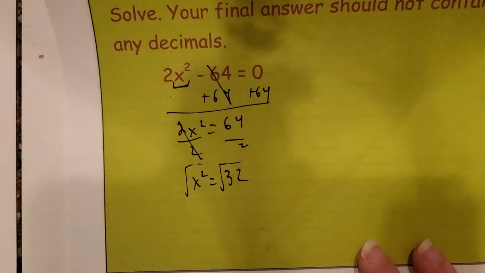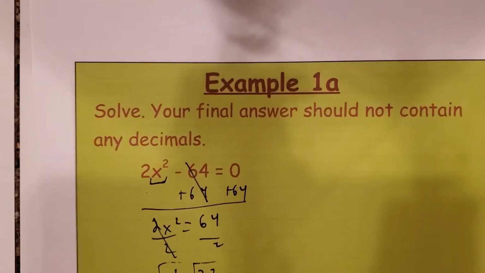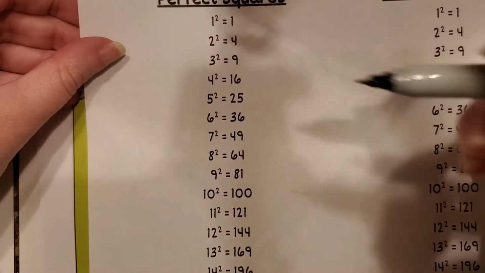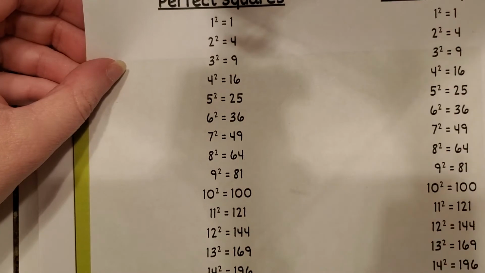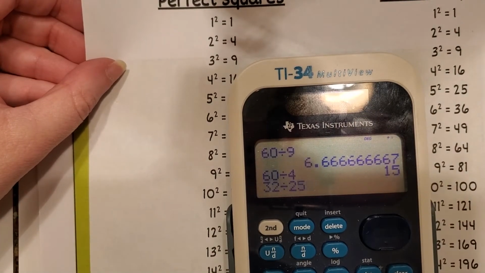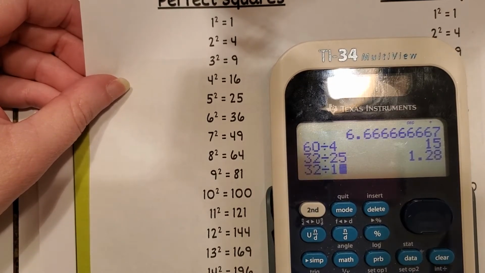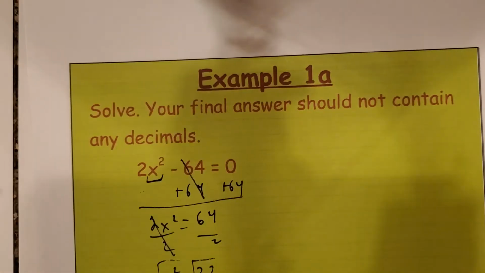And again, 32 isn't a perfect square, so we're going to have to, again, not evaluate it and get this horrible decimal, but we're going to simplify the square root of 32. Where does 32 fall on this list? In between 25 and 36. So we're going to start out with 32 divided by 25. Didn't think that was going to work, but 32 divided by 16 is 2.